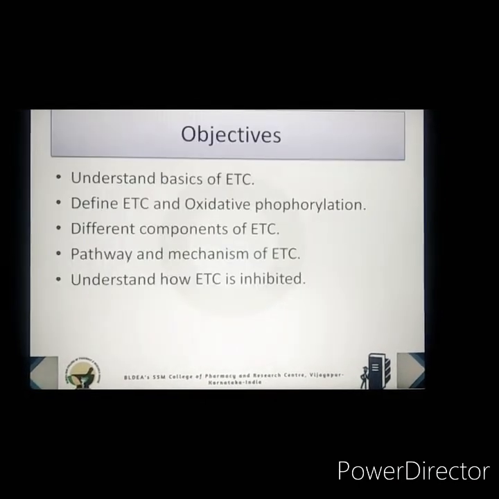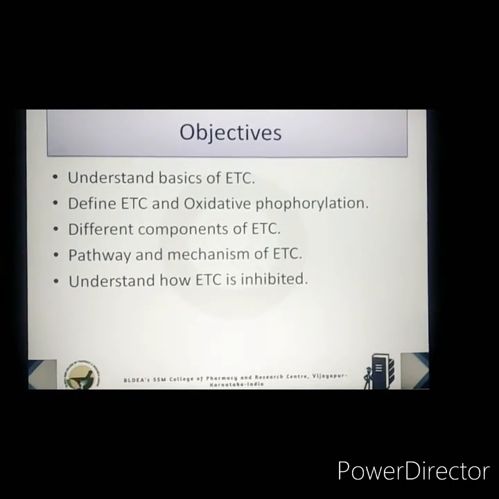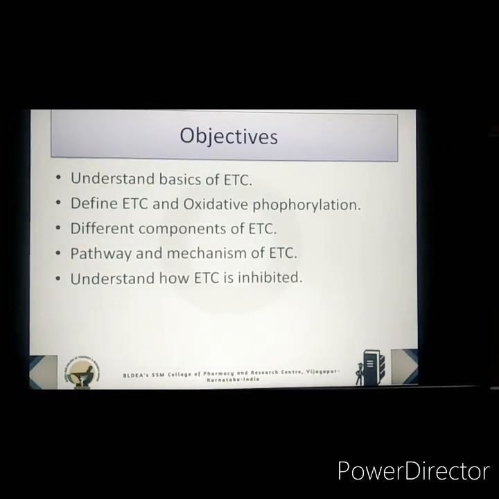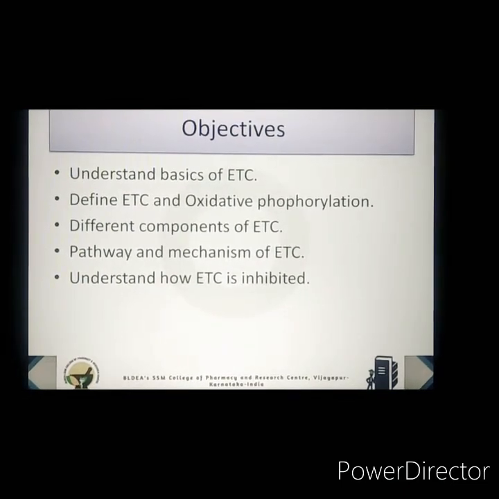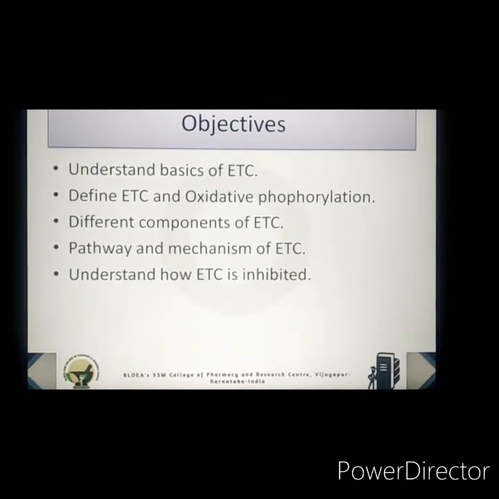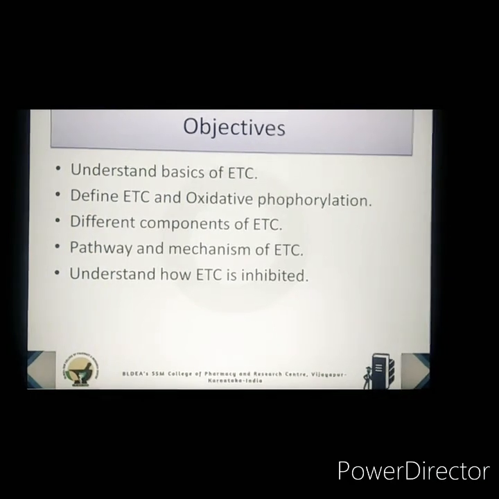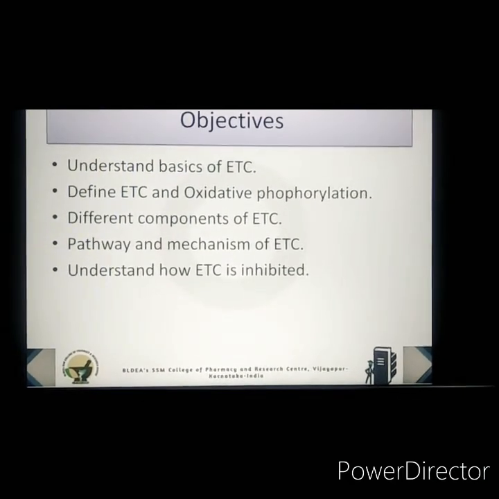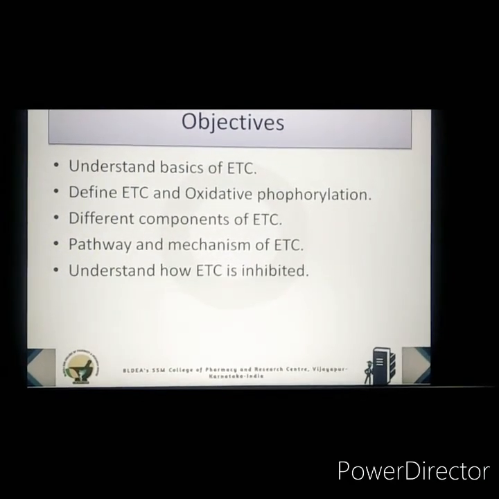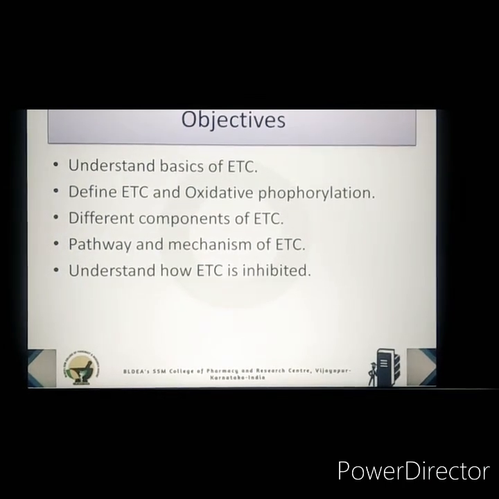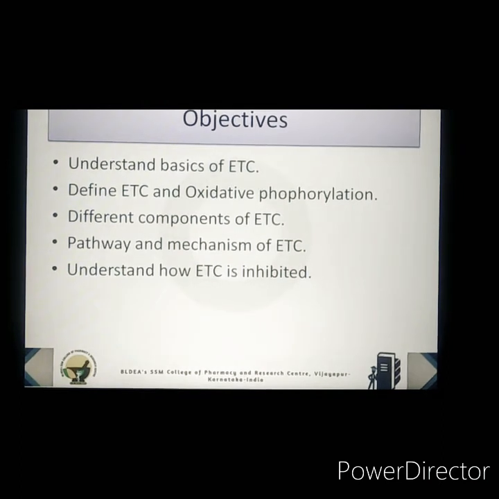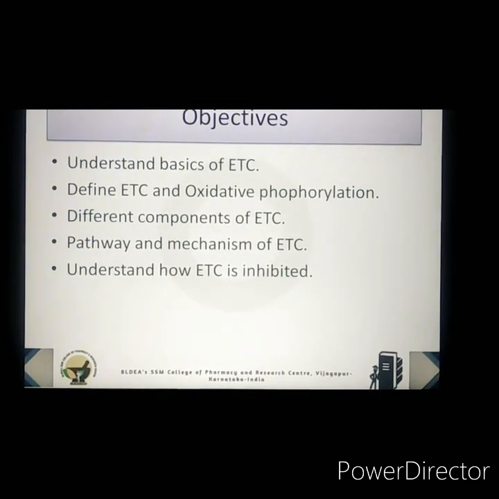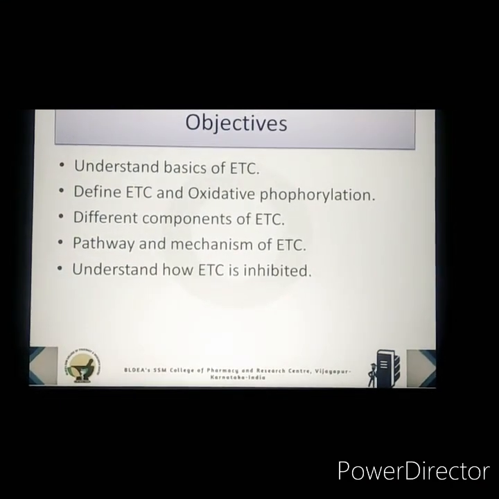So in this session we will learn the basics of electron transport chain, means what are the complexes, what are the enzymes involved, and how the electrons are being transferred from one complex to the other complex in the electron transport chain, and finally how the ATP is being synthesized. So we will define what is electron transport chain as well as what is oxidative phosphorylation. We will see different components of electron transport chain, we will see its pathway and mechanism, and we will see how this electron transport chain is inhibited.